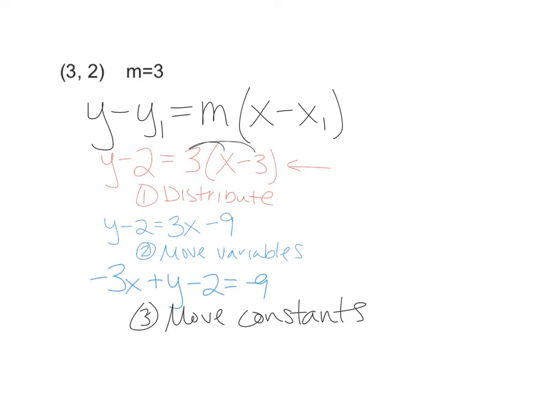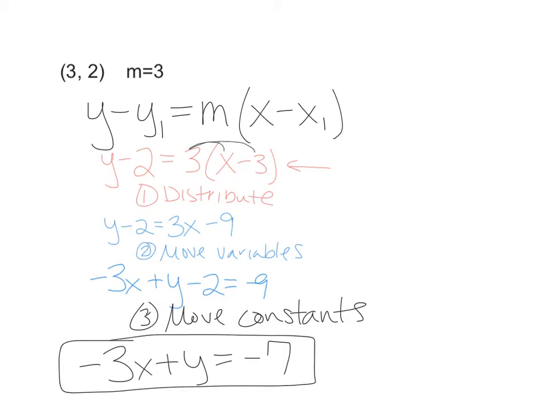To move the 2, this constant, away from the left-hand side, I have to add 2 to both sides. When I add 2 to both sides, I get minus 3x plus y. The 2's will cancel out there. Negative 9 plus 2 is negative 7. So this is that same equation from up here, now just written in standard form.